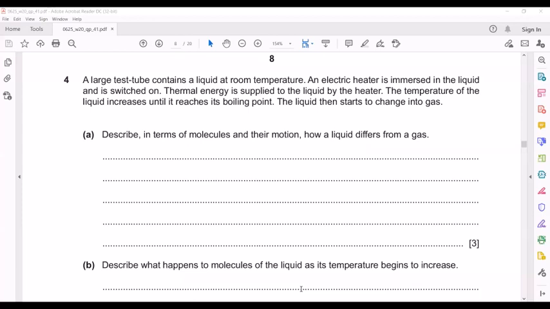So, October 2020 Paper 4 Variant 1 continuation. Question 4. A large test tube contains a liquid at room temperature. An electric heater is immersed in the liquid and is switched on. With the thermal energy supplied to the liquid by the heater, the temperature of the liquid increases until it reaches its boiling point. The liquid then starts to change into gas.